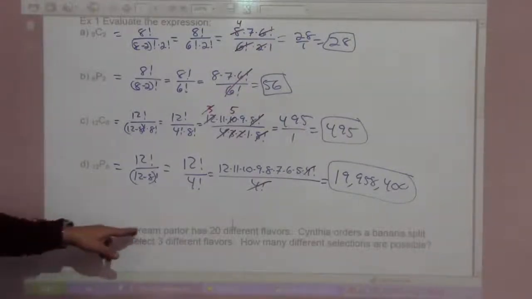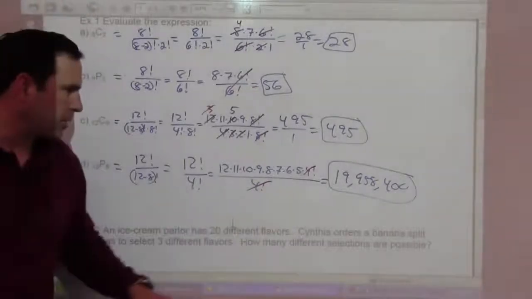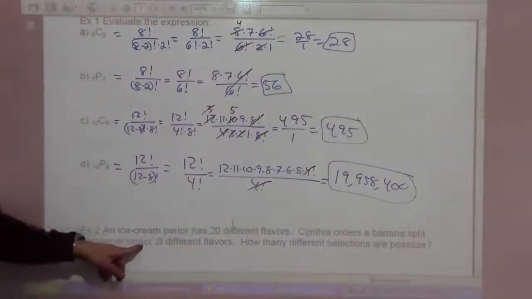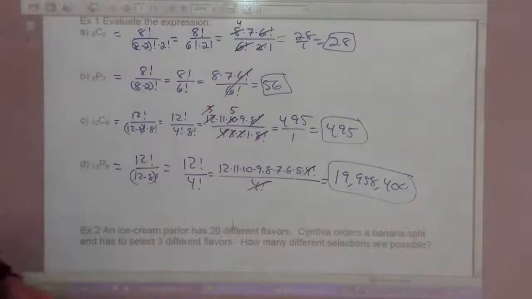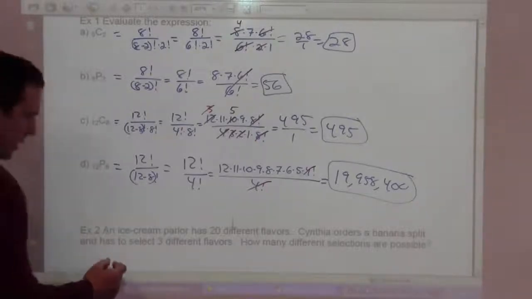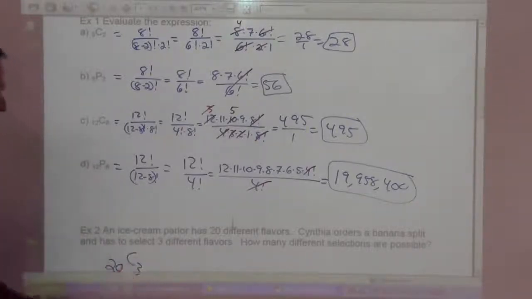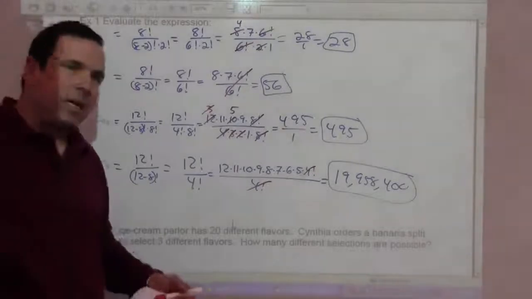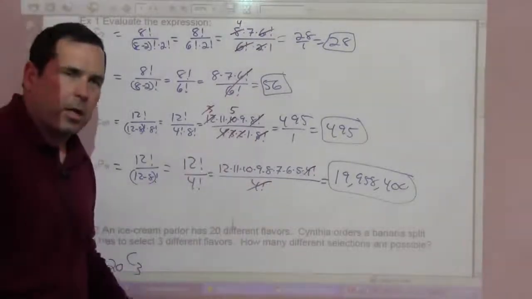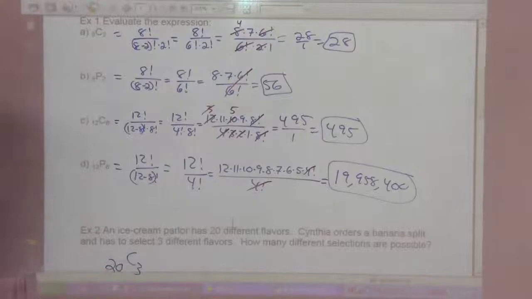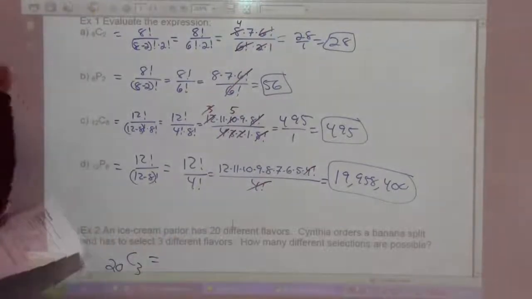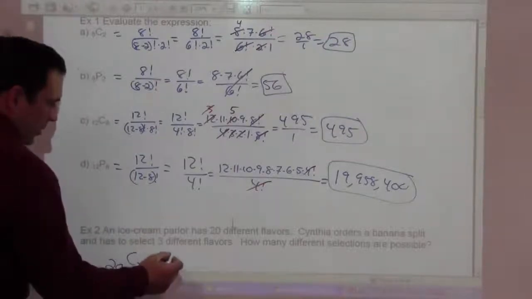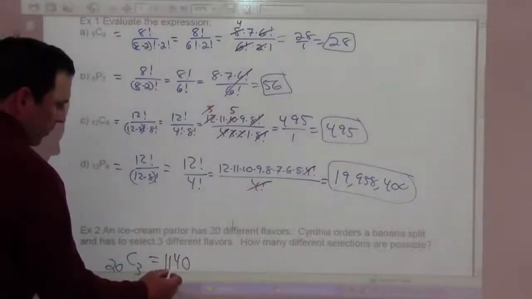Example 2, an ice cream parlor has 20 different flavors. Cynthia orders a banana split and has to select 3 different flavors. How many different selections are possible? Well, that's 20 choose 3. She doesn't care which one she got first. If she got peanuts before the hot fudge on there or the cherry, whatever, it's all good. So that's going to be 20 choose 3. Put that in the machine, that's 1140.